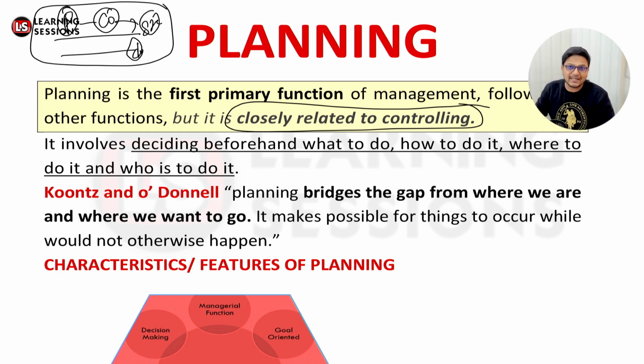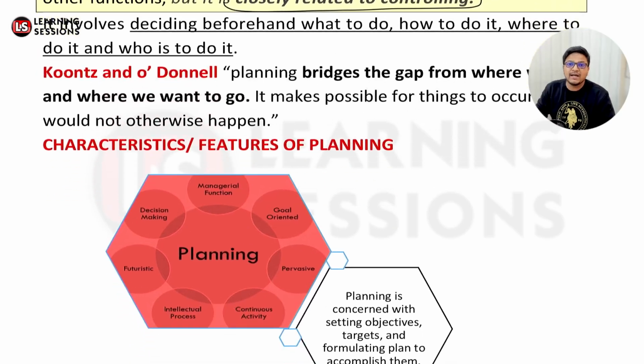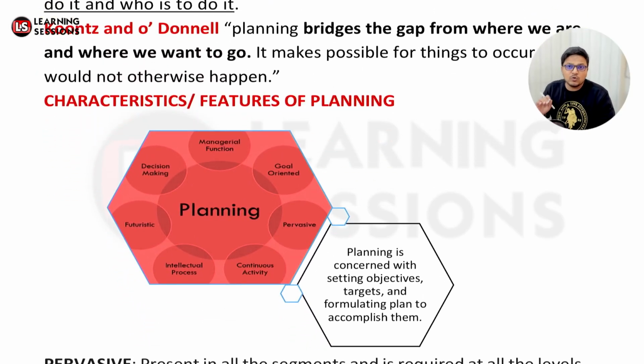Now let's have a look at the characteristics and features of planning. It says that planning is a managerial function, it is goal oriented, and it is pervasive because it is universal. It is available everywhere, in each and every department, each and every functionary. And it is a continuous activity.